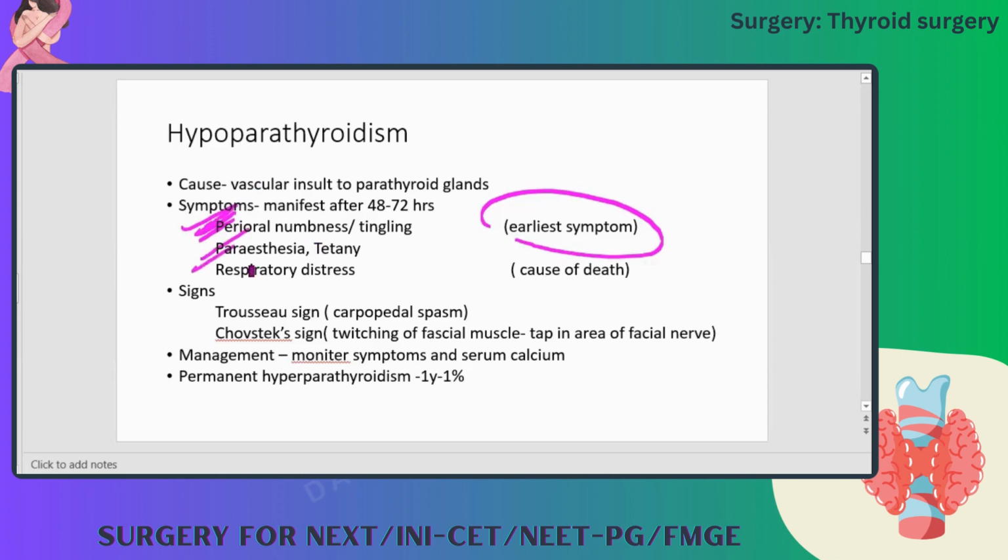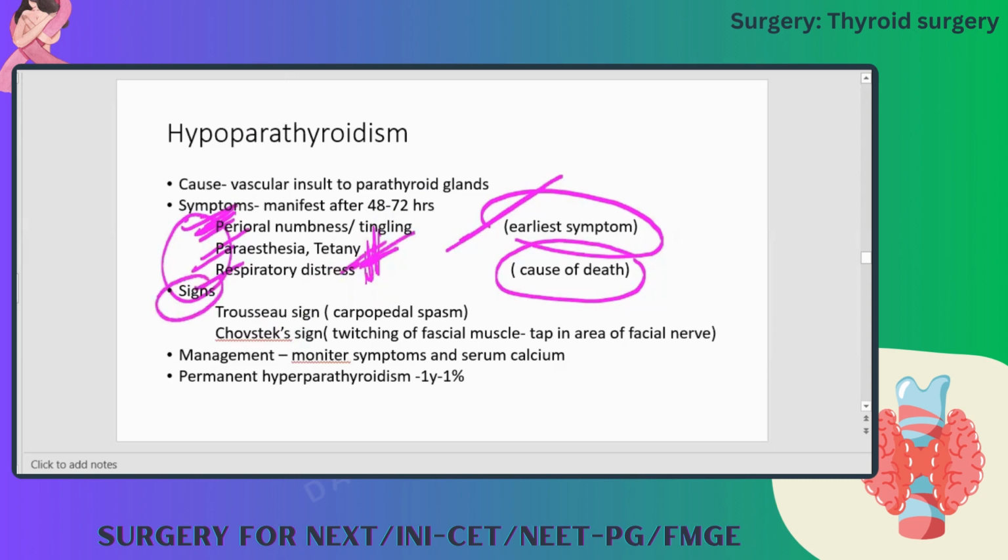And there will be paresthesia, tetany, and if you leave it, hypocalcemia is a very dangerous situation. The patient will go into respiratory distress and will die ultimately. So we have to act fast. We have to notice these symptoms fast and give calcium supplementation. The earliest symptom is perioral numbness and tingling, and the cause of death is respiratory distress.